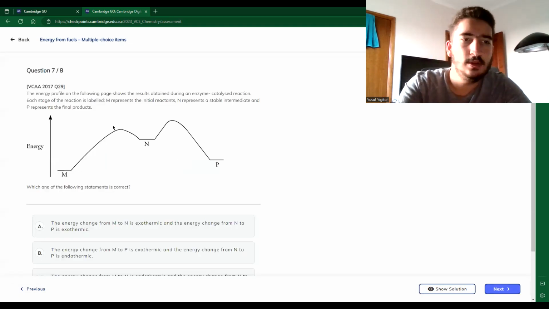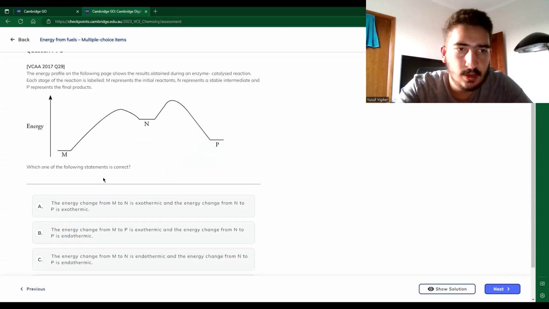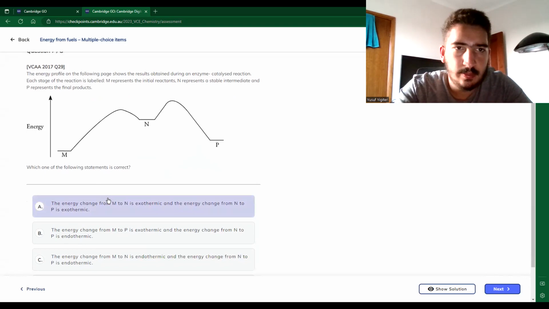The energy profile on the following page shows the results obtained during an enzyme catalyzed reaction. Each stage of the reaction is labeled. M represents the initial reactants, N represents a stable intermediate, and P represents the final products. Okay. The energy change from M to N is exothermic? Doesn't look like it.